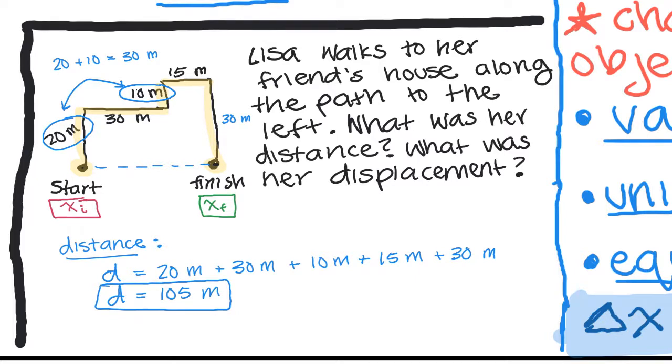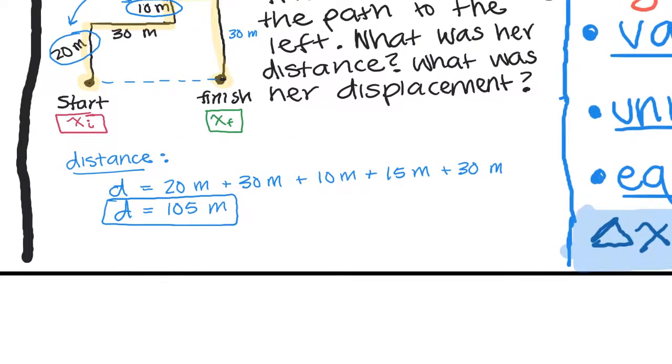And remember, distance is a scalar quantity, so that is all we need there. We do not need to include the direction that she walked. That is her total path traveled. Now, in contrast, let's make a little space for talking about her displacement and calculating her displacement.